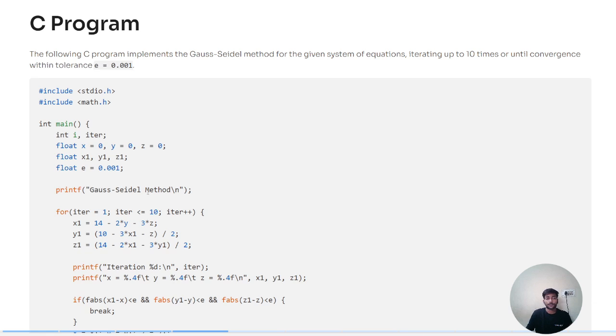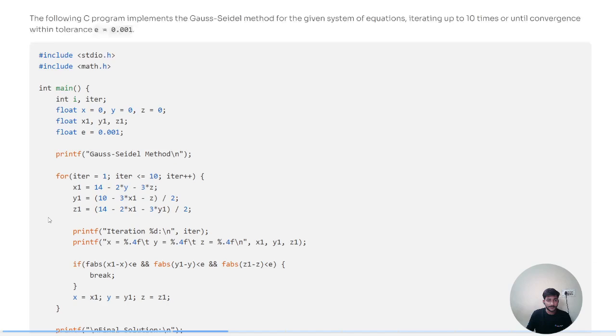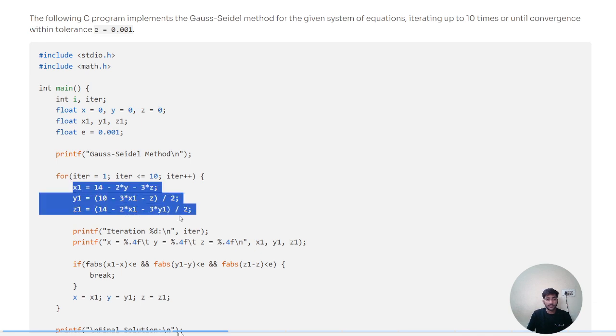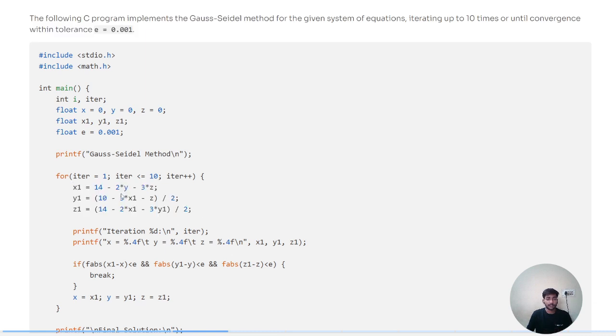Print the value of, print Gauss-Seidel method, and this equation. And we apply the for loop for the iteration. Here we give the modified value of the equation, and print, and continue to execute this method to find the values of the updated x1, y1, and z1.